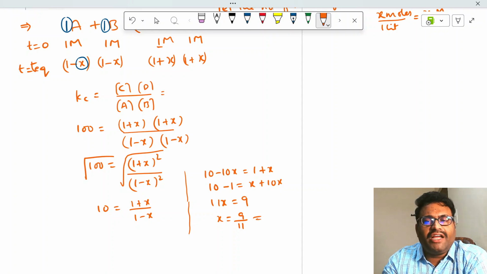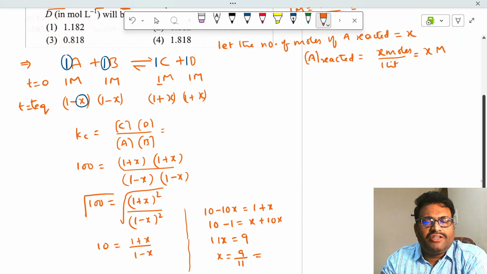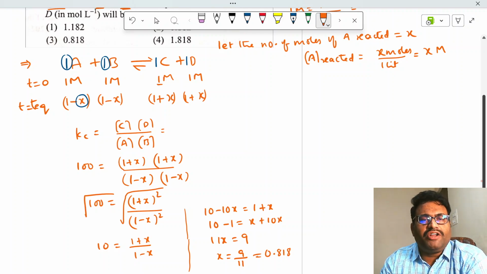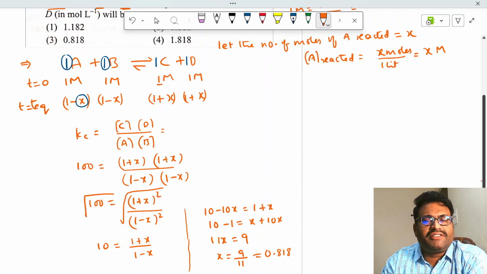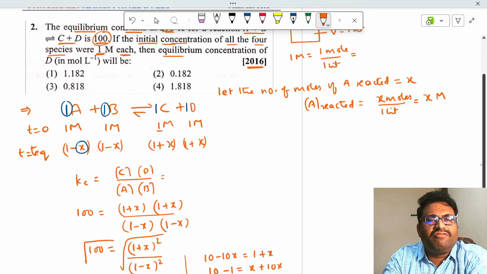Okay. So if you calculate 9 by 11, what do you get? You will get 0.818. So what did you get? The value of x. As we got the value of x, what is asked in the question? The equilibrium concentration of D.